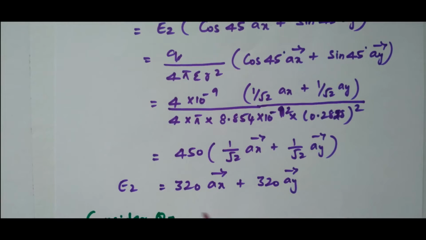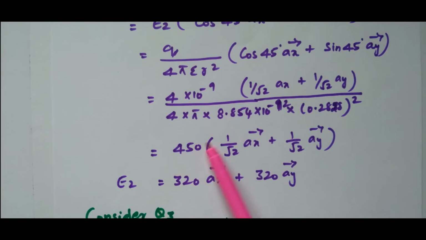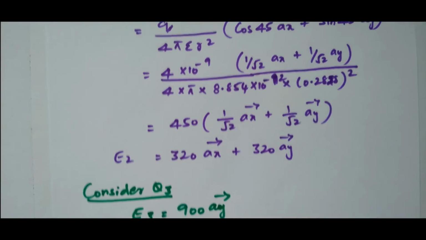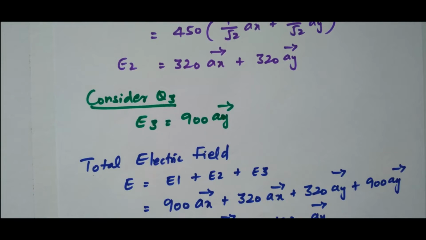So by simplifying this, what we got? 450. By multiplying inside, what we got? 320 AX plus 320 AY, right? So while considering the second charge, we have horizontal and vertical components, given as 320 AX plus 320 AY, right? Now we'll go to the third charge. Third charge, again it is the same, because the charge value and distance are already equal. So the E3 is equal to E1.